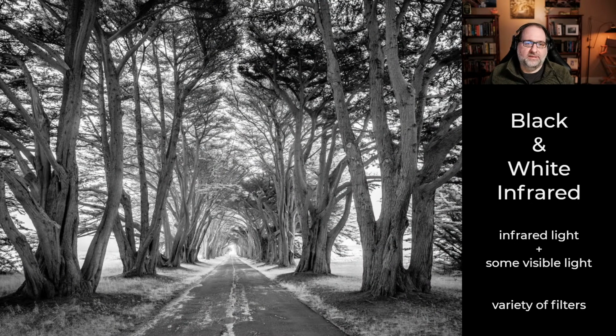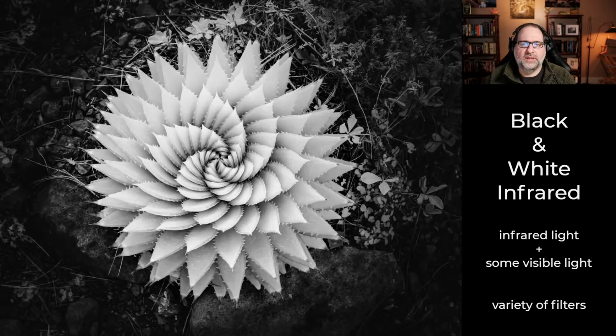Black and white infrared consists of infrared light and some visible light. So black and white can be shot with a variety of infrared cutoff filters. It could be shot as a black and white JPEG, or you can take an image as a RAW and convert it to black and white in processing.